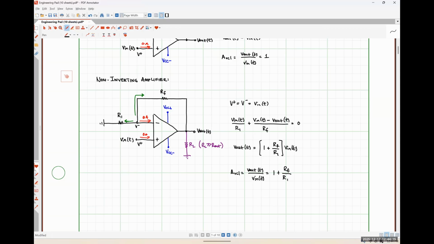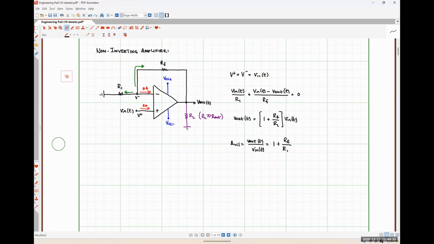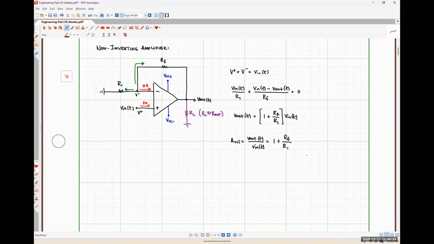So this particular configuration applies some form of amplification. That's all it does. It makes our output signal greater than or equal to our input signal. So now let's look at the inverting amplifier.